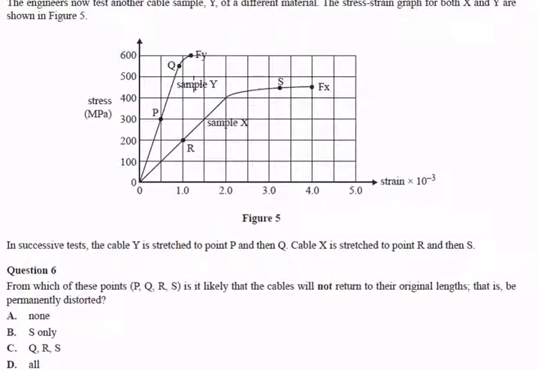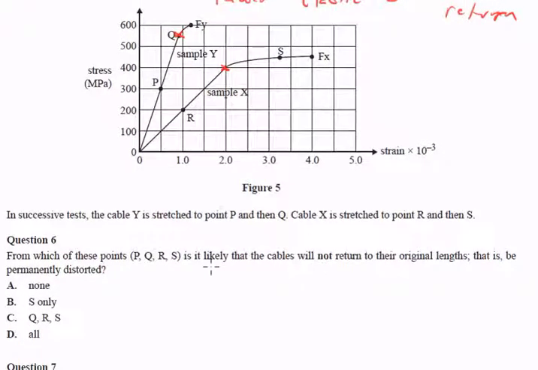So the rule is, when something goes past its elastic limit, it won't return to its original size. It'll be permanently deformed. So here's the elastic limit here, and here's the elastic limit here. If it goes to P, it'll go back to its original shape. If it goes to Q, that's just inside the elastic limit, it'll go back to original shape. R will go back to its original shape, but S won't. So which of these will not return to the original length? We've just found out it's only S.